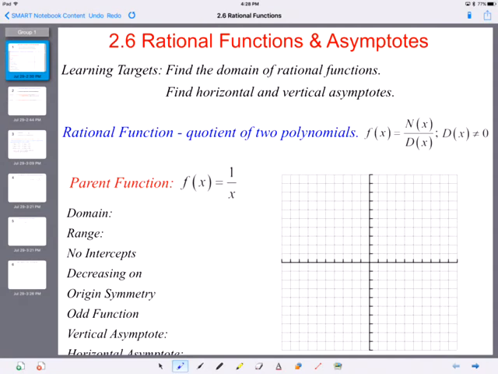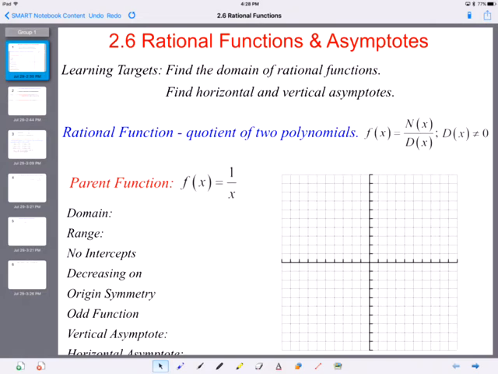Welcome to section 2.6, Rational Functions and Asymptotes. Our focus today is going to be finding the domain of rational functions and also finding the horizontal and vertical asymptotes of rational functions. We're first going to start with the parent function of a rational function. And you know what a rational function is: the quotient of two polynomials. So f of x, we're going to write this as f of x equals n of x divided by d of x. And d of x cannot equal zero because your denominator cannot equal zero.